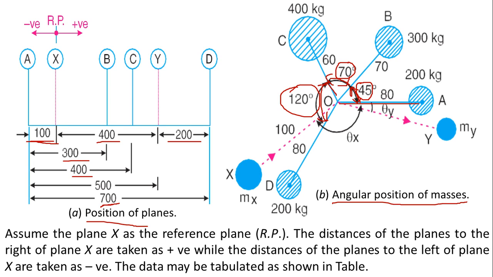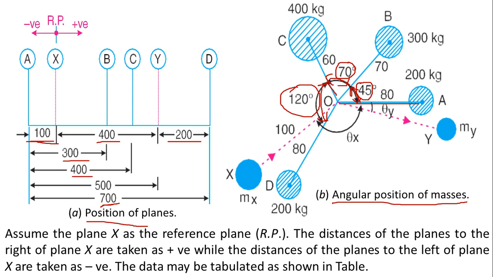Now you have to assume one reference plane. You can take anything as a reference plane, it is not that any fixed thing is there. From these planes, 1, 2, 3, 4, 5, 6, anywhere you can take the reference plane. But how you take the reference plane is also important. Now suppose you take A as a reference plane, what will happen?